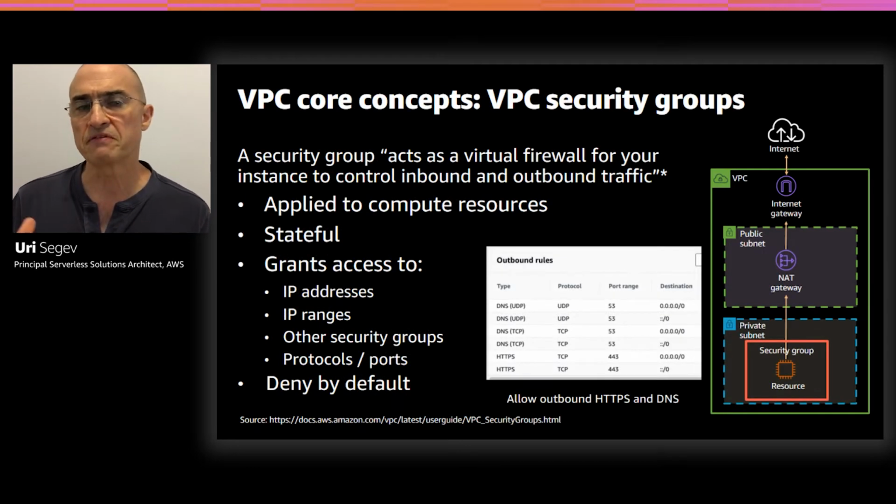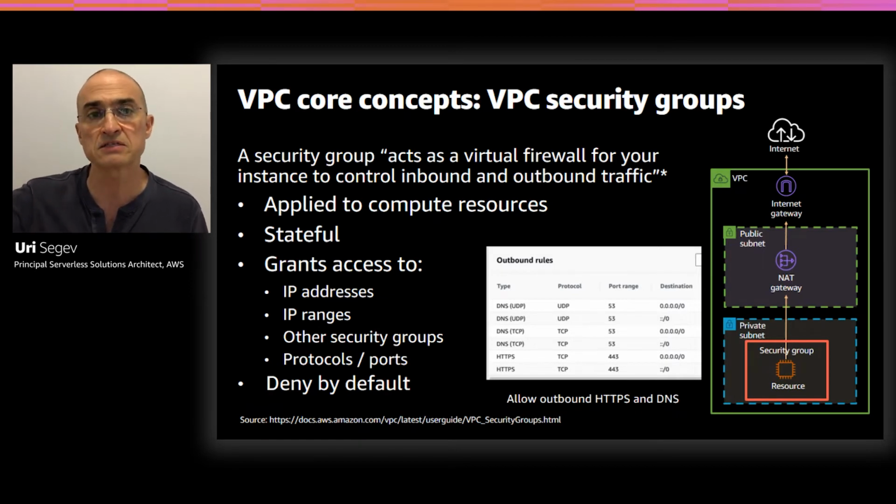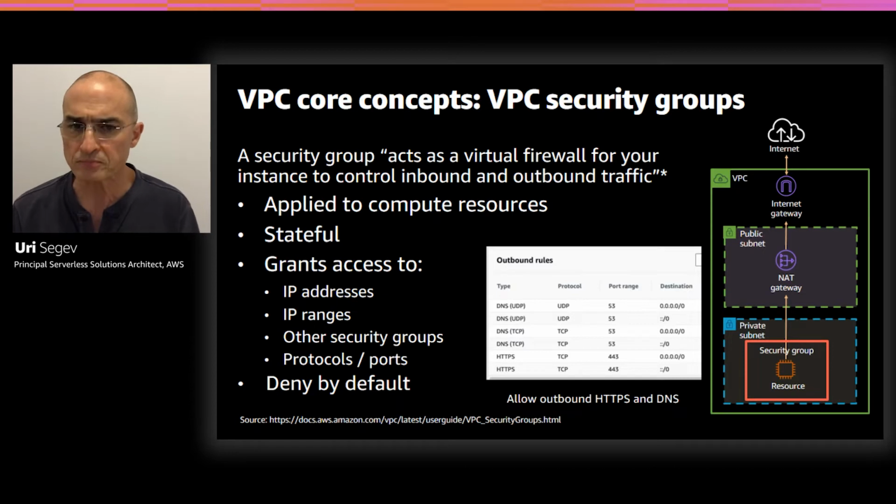The next concept is a VPC security group. VPC security groups are virtual firewalls for your instances. They control inbound traffic to the instance and control outbound traffic from the instance. So you can control which instance can talk to where or from where they can accept traffic. They also can be used as sources or destinations for traffic. So I can say an instance from one security group can get connections only from another instance which has a specific security group attached to it.